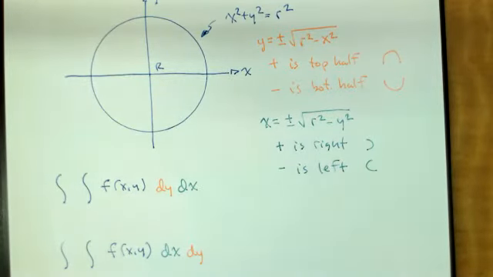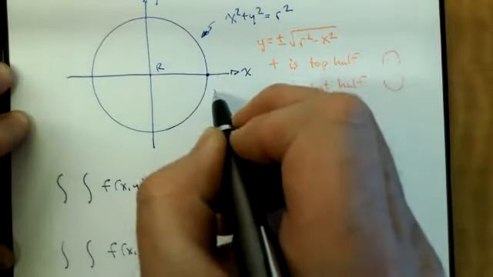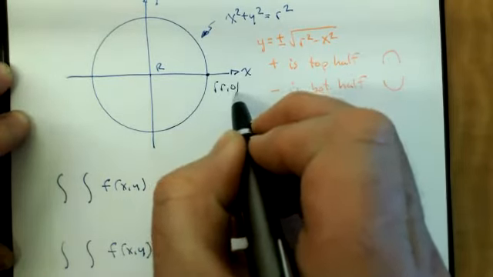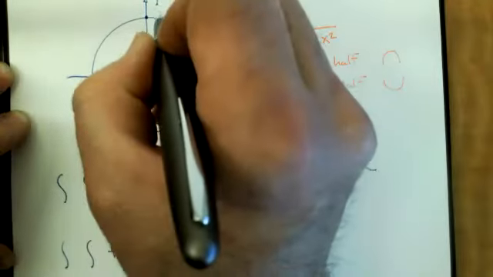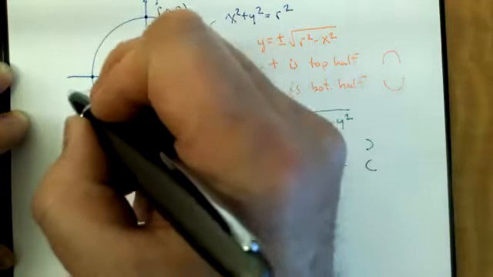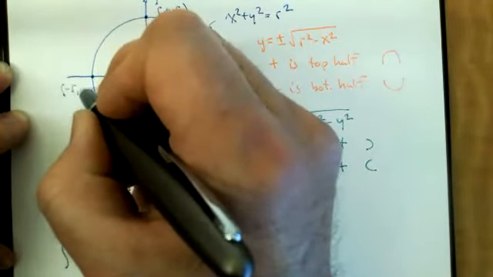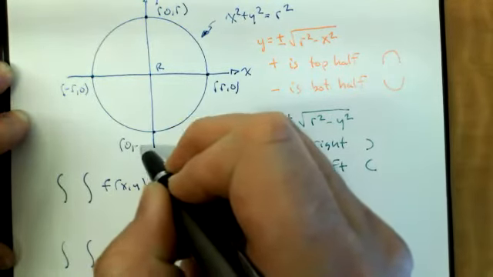So we need a few more details. If this is a circle of radius little r, then at this point we're at (r, 0), going around the circle. Here we'll be at (0, r). Going back to this end of the circle, we'll be at (-r, 0). And then down here at the bottom, we'll be at (0, -r).